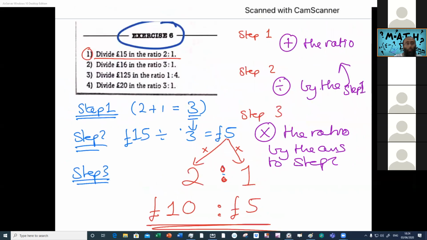So if you have £15 and you divide it in the ratio of 2 to 1, the one that gets 2 parts will get a £10 share, and the one who gets 1 part will get a £5 share. That's basically what we've done. So those are the 3 steps: we are dividing, adding, and multiplying. We add the ratio, we divide by that, and then we multiply the answer. Now let's have a look at a different way we can set it all up.